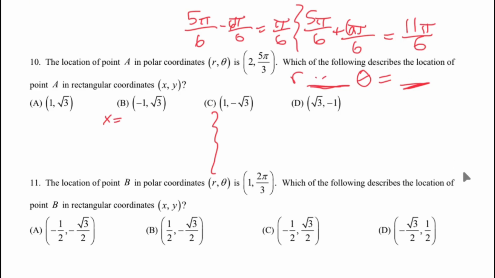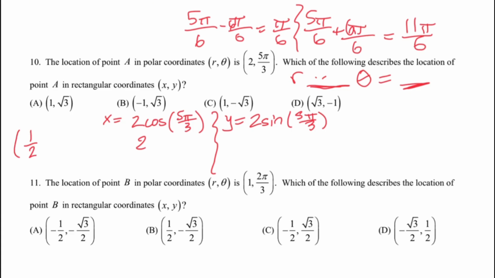So x is cosine, so r, the radius, is 2 cosine, and then the angle or theta, and then on the other side for y would be the same thing but sine, and then we're just solving for x and y. So that's pretty simple. So that's going to give us, you do have to think about the unit circle here, 5 pi over 3, that's 1/2.